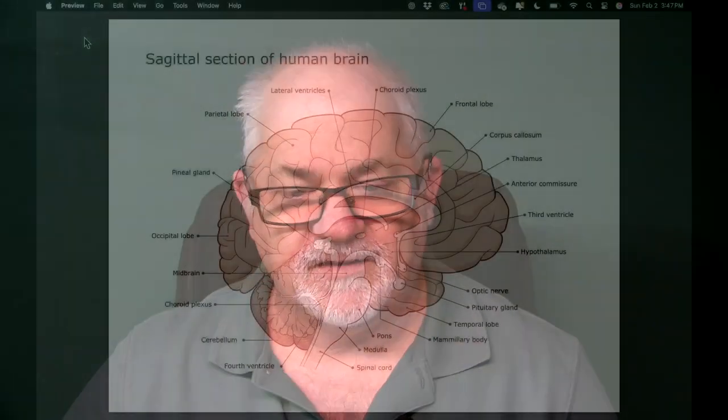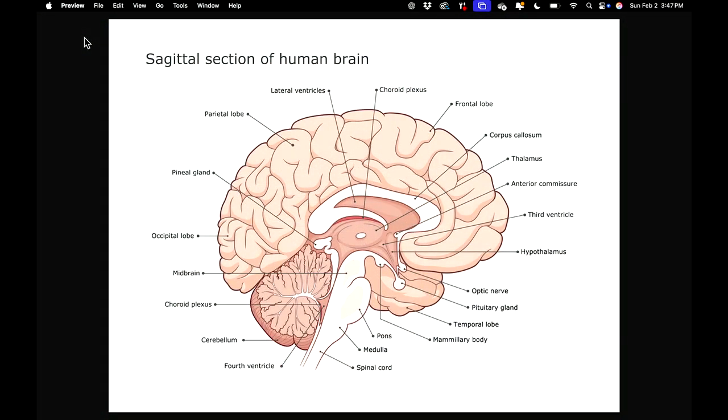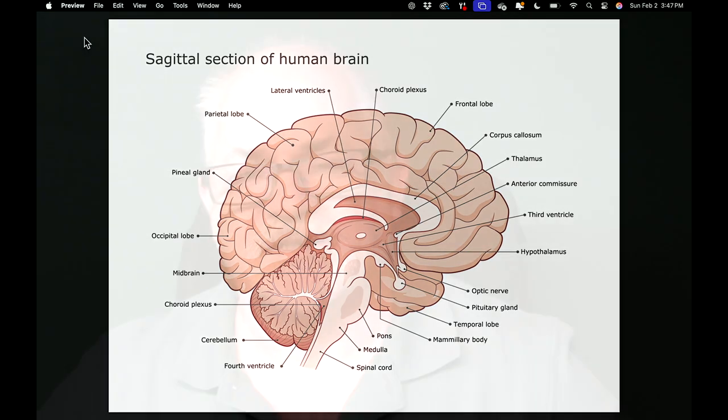And so what I want you to do is, let me give you the other graphic. I want you to look at this graphic. It's a little bit more detailed. We have the thalamus, the corpus callosum, frontal lobe, the choroid plexus, lateral ventricles, parietal lobe. You have the lobes still there, but some more details like the pineal gland, the cerebellum, the fourth ventricle, pons, medulla.